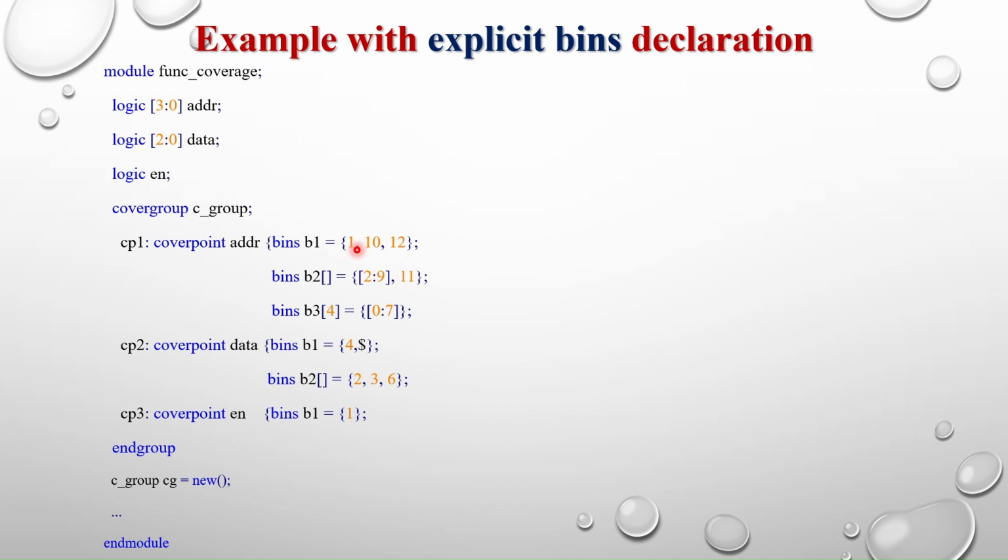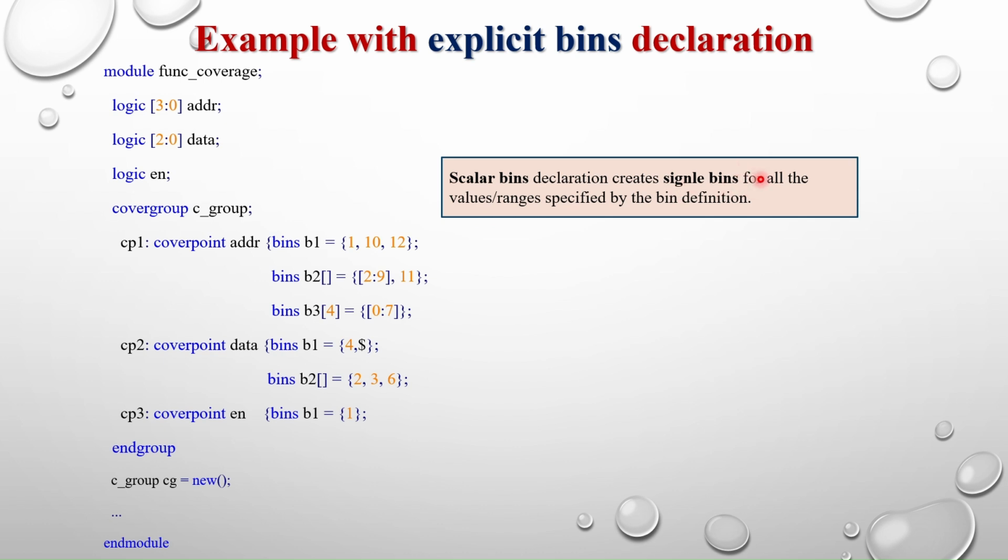Okay, so the first one is scalar bins. What is scalar bins? Scalar bins declaration creates a single bin for all the values or ranges specified by the bin definition. This is called a bin definition: b1 equals 1, 10, 12. And here I have only b1, right? There is no size or anything. So b1 is there. This is the scalar bin. It will create a single bin for all of these values. Okay, so here I have 1, 10, 12, 3 elements. So when you provide any of these 3 values to the variable address, then this bin b1 will be counted in the coverage. Okay, so it will create a single bin for 3 values.